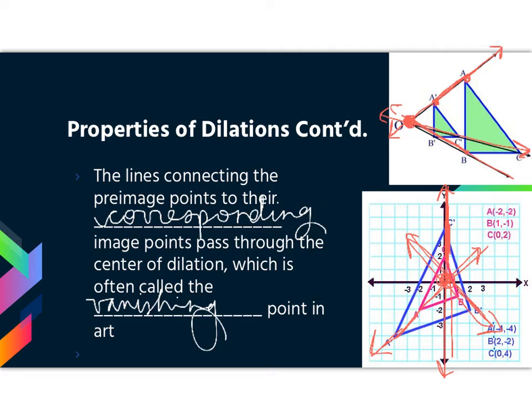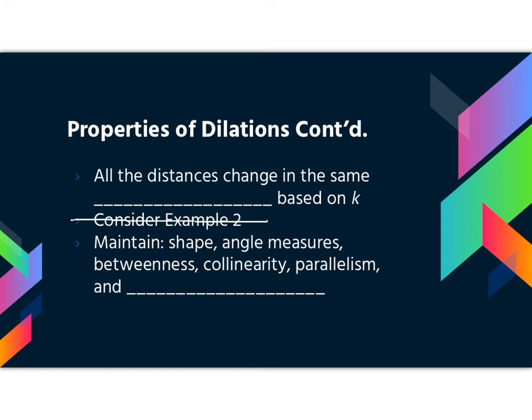And this is actually a really effective way to see if you plotted your pre-image and your image points correctly when dilating, because you can just do that quick sketch, right, and see if they pass through the center of dilation, which again is the origin for Math 2. And if they do pass through the origin, then you probably graphed correctly. But if they don't pass through the origin, you did something wrong. And so that'll be a good way to check your work. So I made a typo on this slide. You can actually consider example 2 for what we're talking about. We just haven't gotten to example 2 yet.